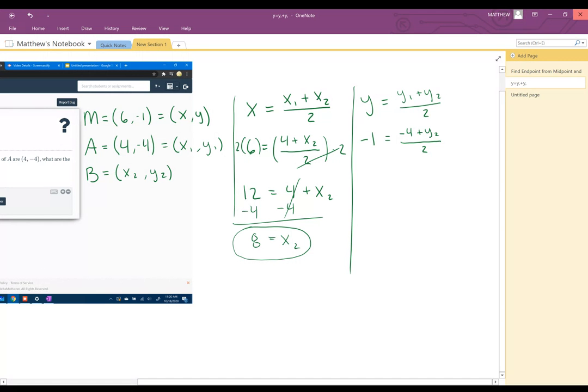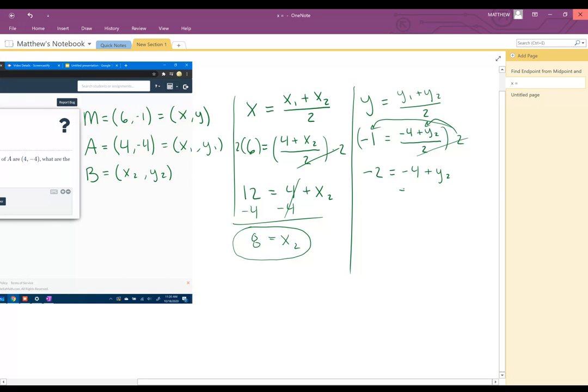And again, I need to solve for y2. So to do that, I'm going to multiply this whole thing by 2. So I'm going to distribute that there and there. When I multiply by 2 on the left, -1 times 2 is -2, and that is equal to, well, if I multiply and divide by 2 at the same time, that's going to cancel out. 2 divided by 2 is just 1. So I have -2 is equal to -4 plus y2.